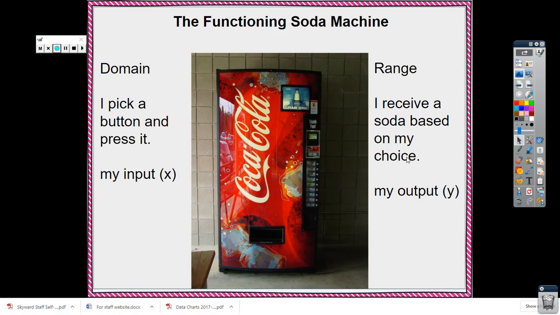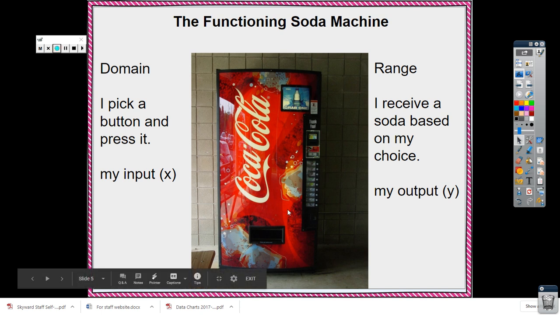Okay, so kind of picturing that. So, a vending machine. Everybody's seen this machine hopefully at some point in their life, and basically when we're talking about domain and range, it's like, hey, if I were to pick one of these buttons, that's my input, that is my x, and based off that selection, if it works, I'm going to get that particular soda or that particular drink out. Basically that's what a function is going to look like.